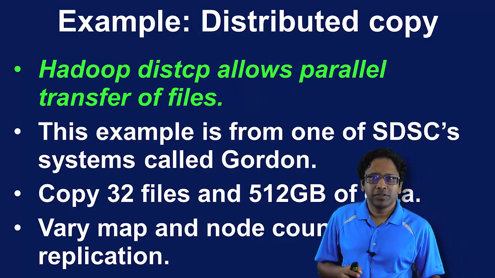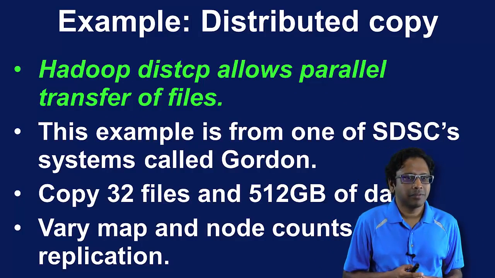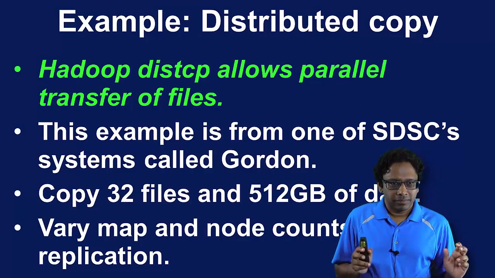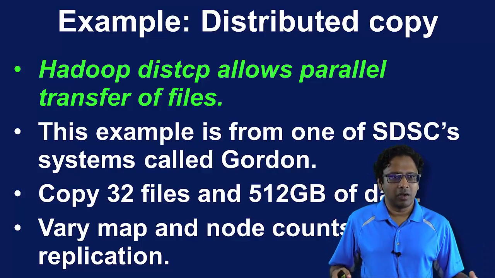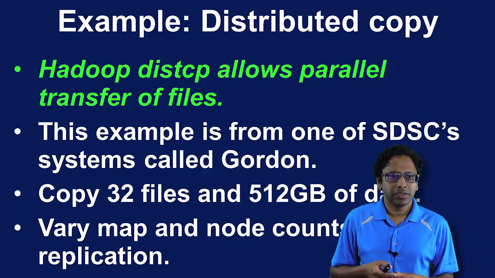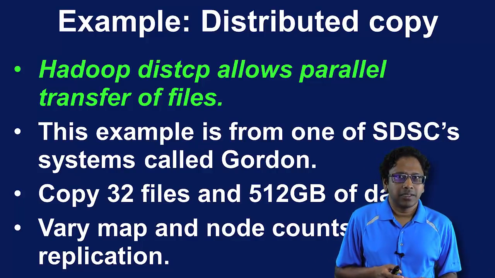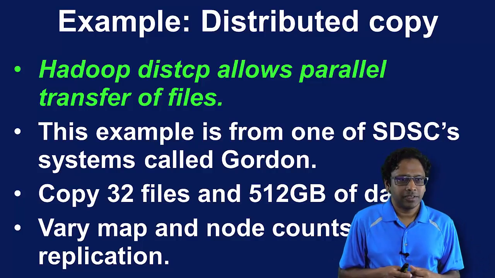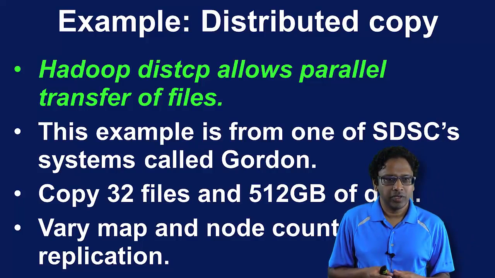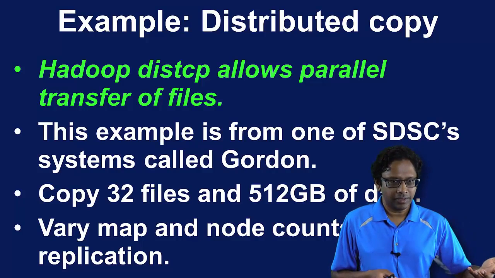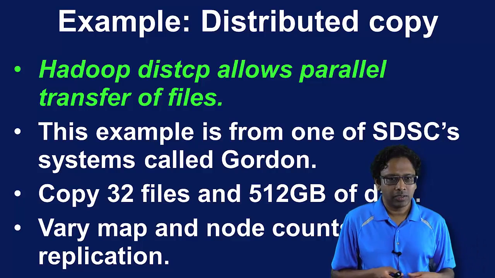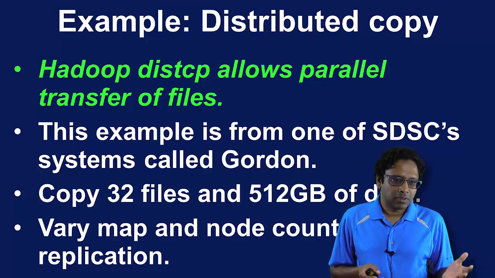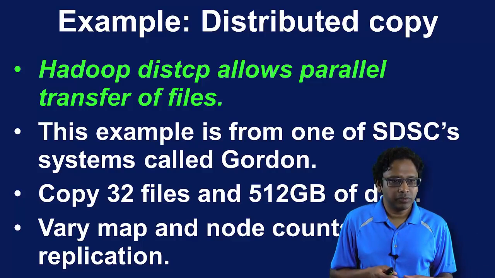The example we chose to show this is a distributed copy. Hadoop has a distributed copy function which allows you to transfer a lot of files in parallel into HDFS. The example I've chosen is from one of the SDSC systems called Gordon, and what we did is essentially copy 32 files with a total data of 512 gigabytes. So it's half a terabyte of data essentially being moved into HDFS.